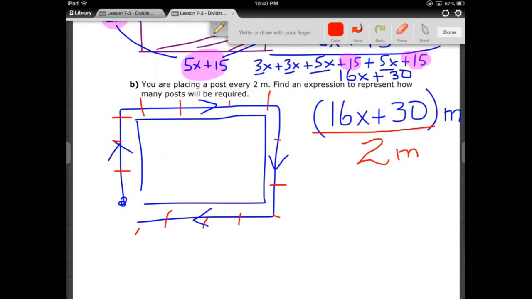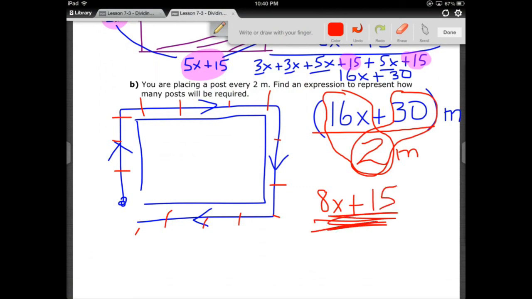Well, look at that. We've got a polynomial divided by a monomial. Seems to be a recurring theme in this assignment. 16x divided by 2, we should get 8x, and 30 divided by 2, we should get plus 15. So how many posts is it? Well, if we look at our overall perimeter and we're going to put down a post every 2 meters, then we would say, this sounds a little bit strange, 8x plus 15 posts.